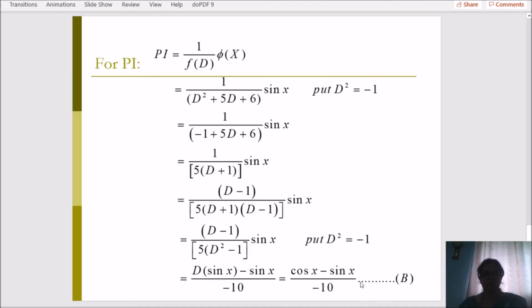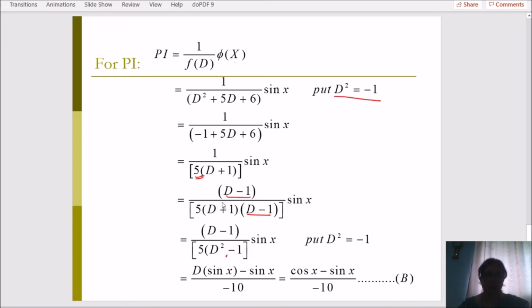These two roots are real and different, therefore we apply case 1 of CF and write down the required CF. Now PI of this equation is 1 upon f(D) times φ(x). Here substitute the values of f(D) and φ(x). Now substitute D² = −1, therefore we get this value. Now taking this factor common, we get 1 upon (D + 1) sin x. Our substitution is only for D², not for D, therefore we multiply and divide by (D − 1), forming D² in the denominator.